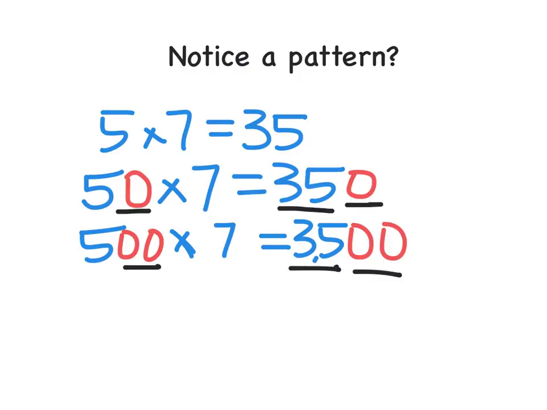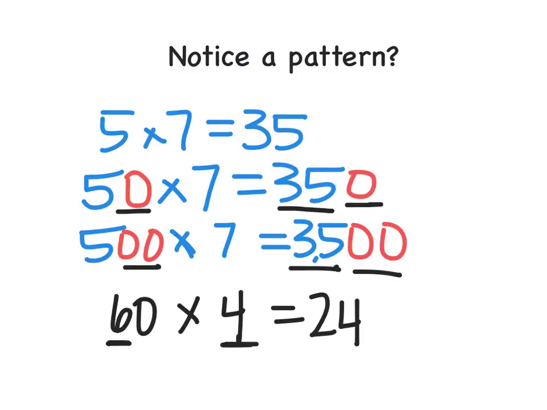Whenever you are multiplying two whole numbers together and one or more has zeros at the end, for example, 60 times 4, you can multiply the non-zero digits. 6 times 4 is 24, and put at the end how many zeros you had in the problem. We have 1 zero in the problem, so I can put 1 zero at the end to get my final answer of 240. If you think about it, 60 is 6 tens.